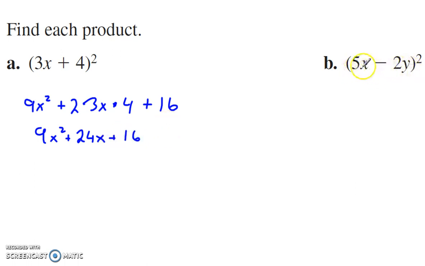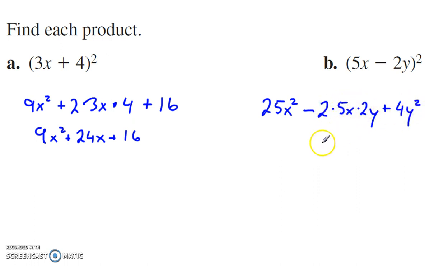All right, a difference squared. That's a squared, so 25x squared. And now it's minus 2ab. 2 times 5x times 2y, and plus 2y squared, that's 4y squared, and that gives us 2 times 5 is 10, times 2 is 20. 20, x times y is just xy. So carry everything down, 25x squared minus 20xy plus 4y squared. That's how easy that is.